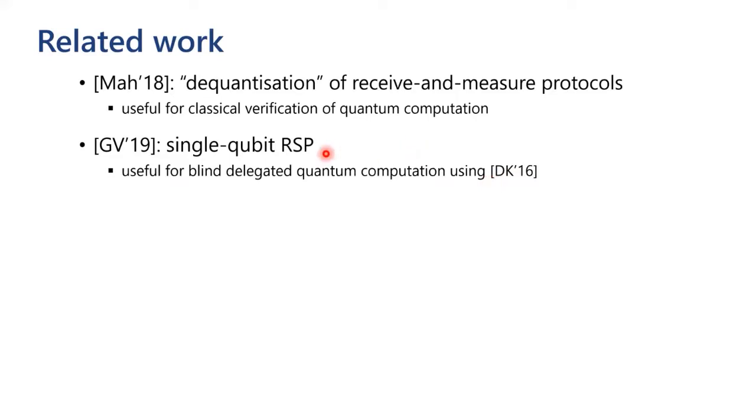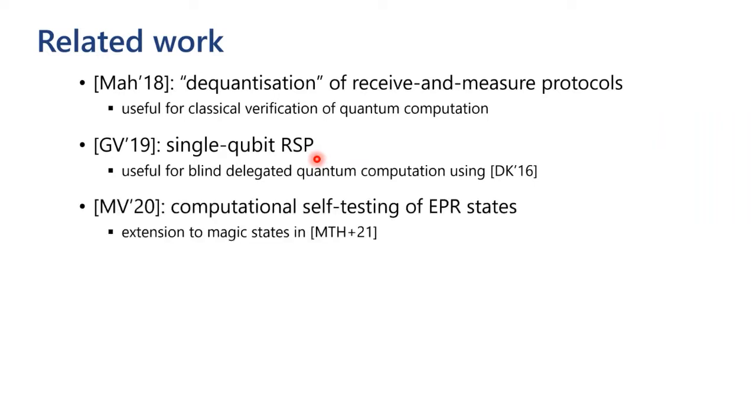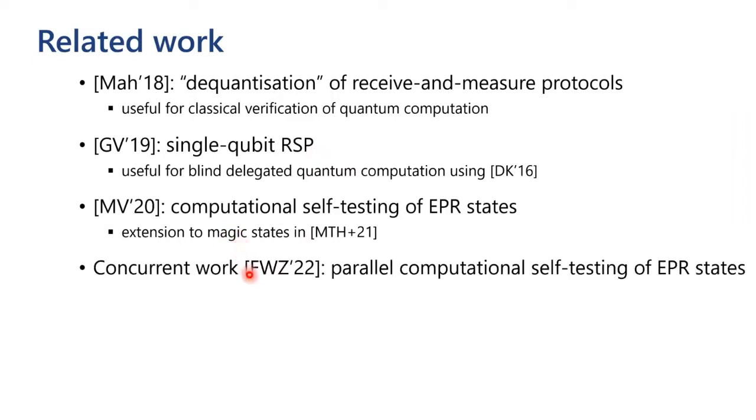But in general, of course, if you just do single qubit RSP, you can't dequantize generic protocols because you lack this tensor product structure on n qubits. Now, there's also been some work that we've done on something that we call computational self-testing, which is a kind of variant of remote state preparation, which has also been extended to magic states. I won't say too much about it. And I also want to mention concurrent work by Fu, Wang and Zhao, who give a parallel computational self-testing protocol of EPR states, so kind of a parallelized version of this, which is quite similar to our parallel RSP protocol on a technical level.